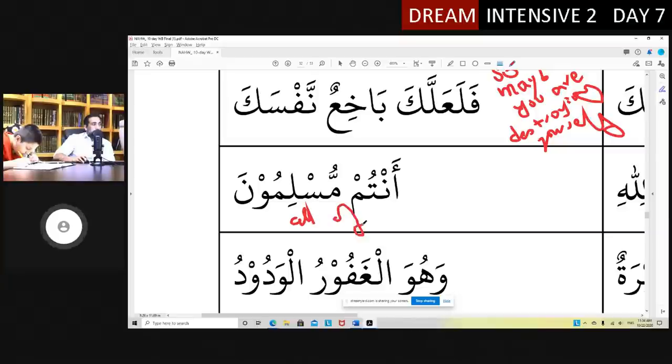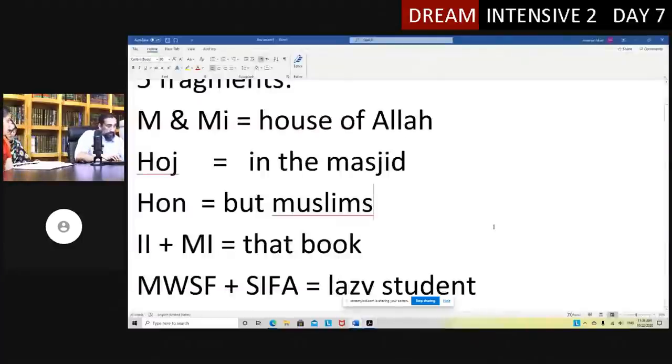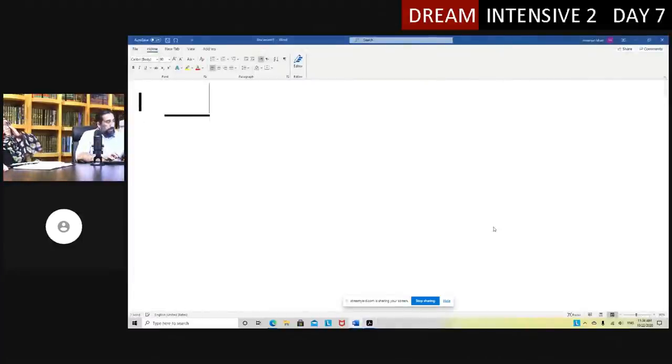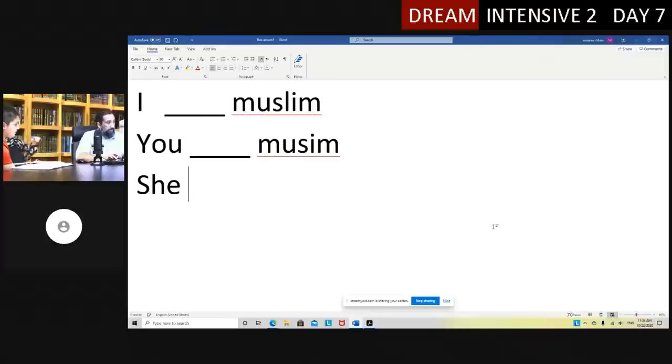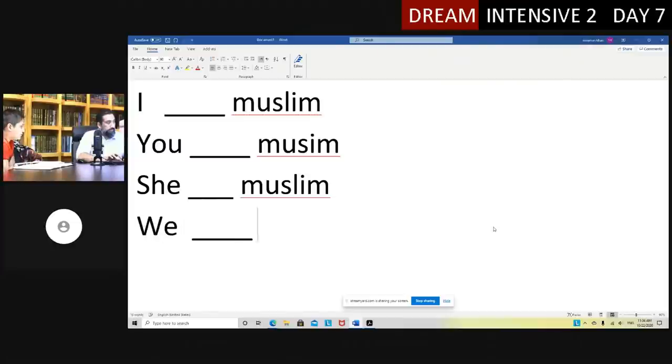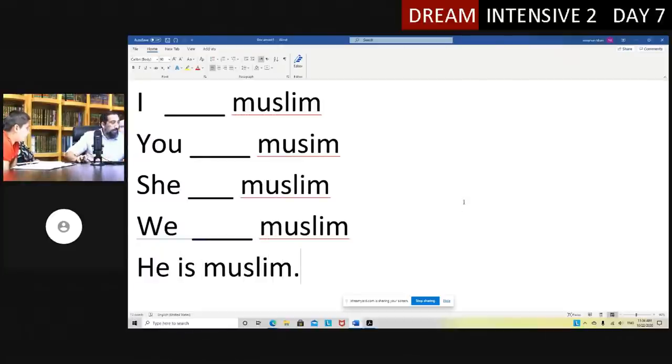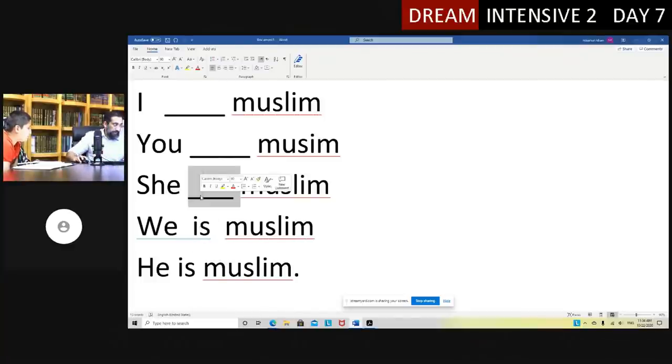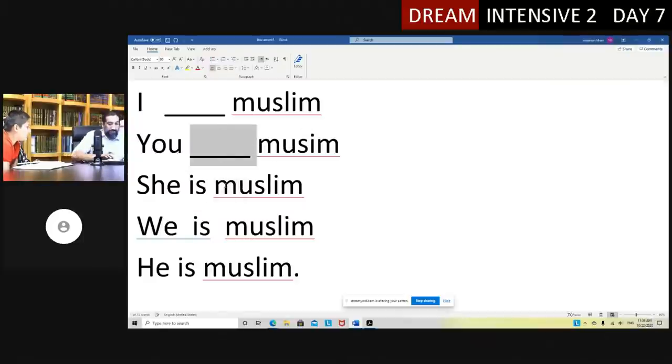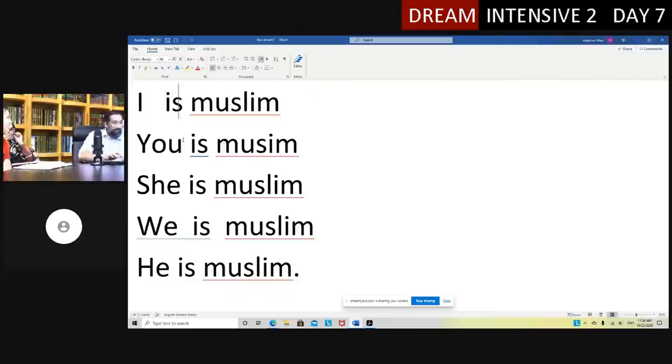You said earlier that there's only a hidden is. So where are M and R coming from? English. You only want a hidden is? Okay. So how about this? Now it makes more sense. He is Muslim. Make sense? I said it's an invisible is, so I should put is everywhere then. We is Muslim. She is Muslim. You is Muslim. I is Muslim.